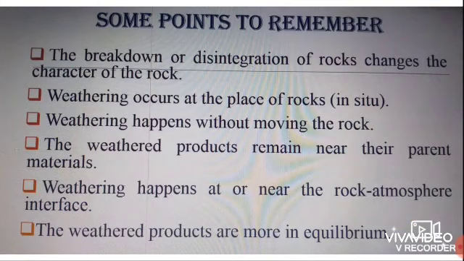We have to keep some points in our mind. The breakdown or disintegration of rocks changes the character of the rock. Weathering occurs at the place of rocks. Weathering happens without moving the rock. The weathered products remain near their parent materials. The weathered products are more in equilibrium.